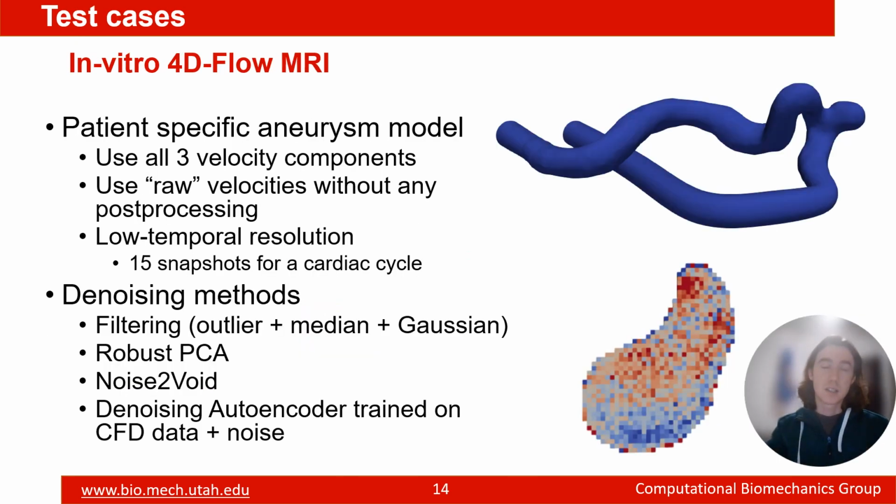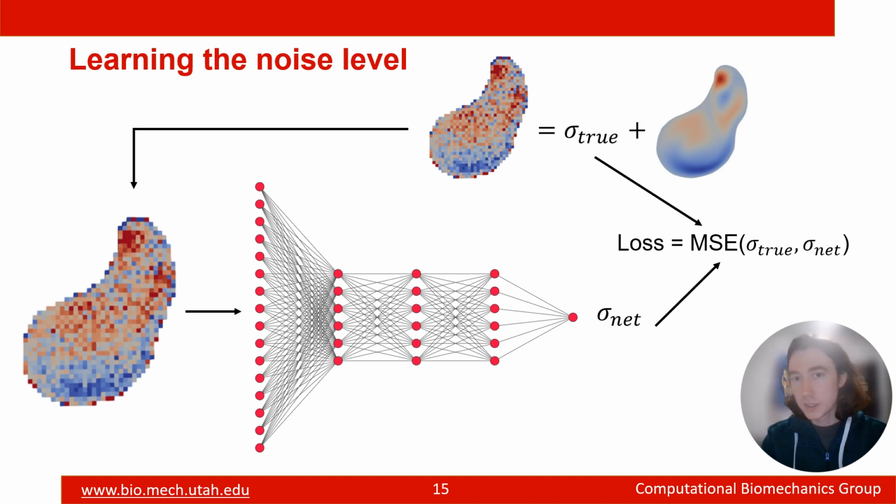The next test case is an in vitro 4D flow MRI experimental data from a patient-specific aneurysm model. Here we use all 3 velocity components. We use raw velocities without any post-processing. The denoising methods that we will see are filtering, robust PCA, noise to void, and the denoising autoencoder trained on artificially noisy CFD data.